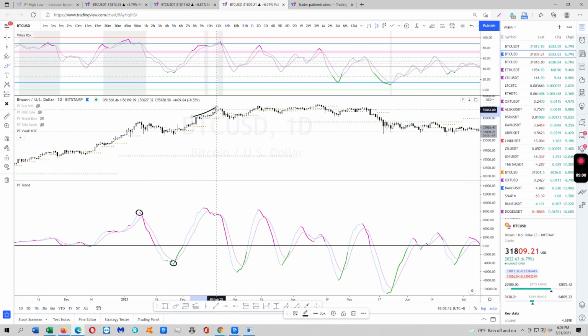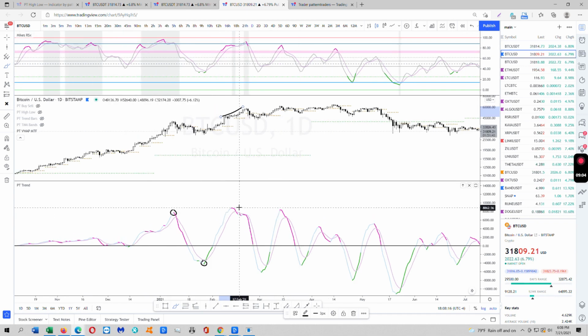So look for shorts. You can use it with confluence with the RSX up here. But the trend indicator is by far the best indicator for divs. I'll tell you right now, if you get a div on the trend indicator, it's likely going to pan out.